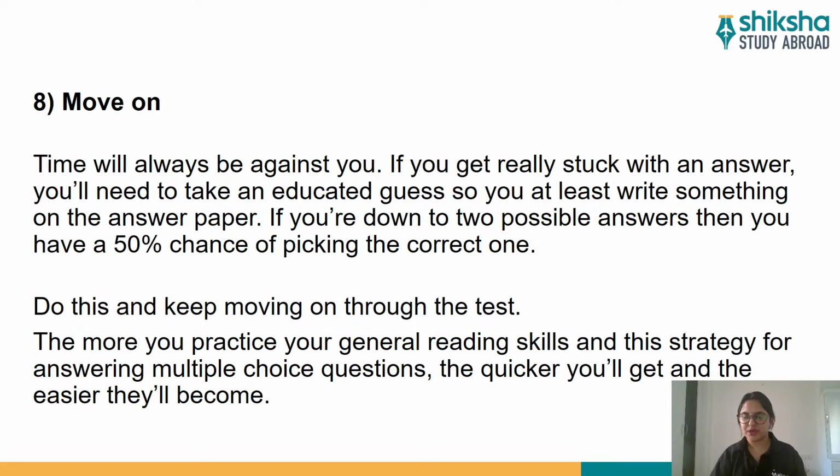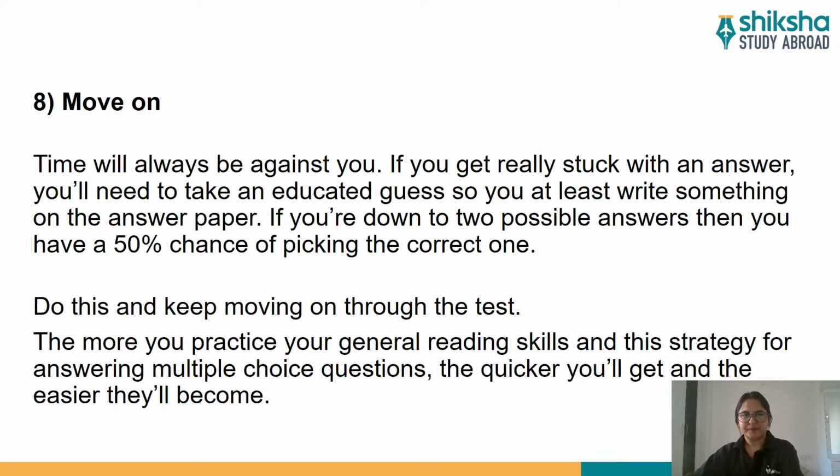Now, last one: move on. Let's see what is written there. Time will always be against you. So if you get really stuck with an answer, you'll need to take an educated guess, so you at least write something on the answer paper. If you're down to 2 possible answers, then you have a 50% chance of picking the correct one. Do this and keep moving on through the test.